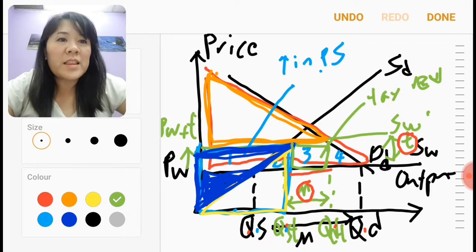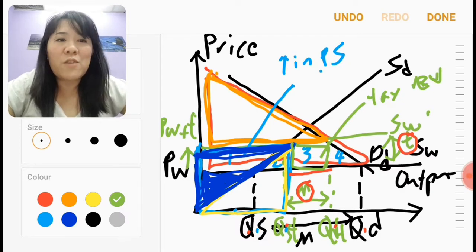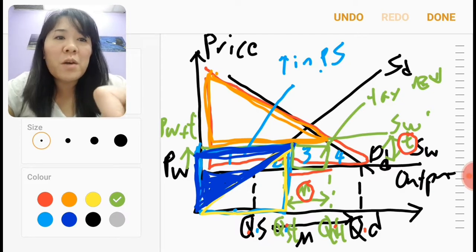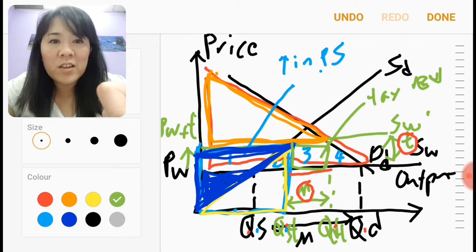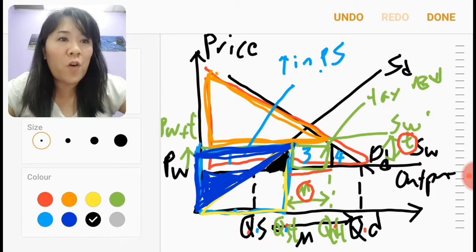Now that leaves us with areas 2 and 4. What exactly are these two areas? They are what we call the deadweight loss, which I shall now highlight in black. So this triangle 2 and this triangle 4 are the deadweight loss.